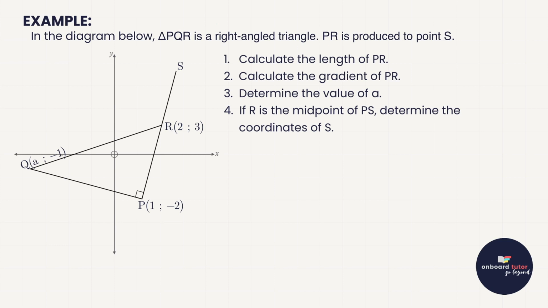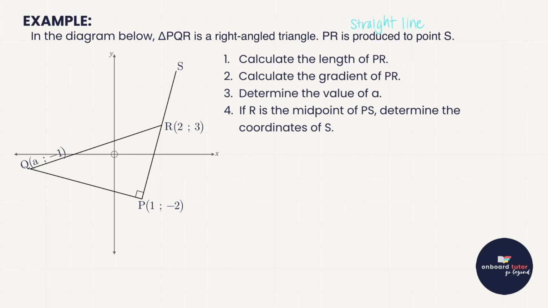Here we have one more example. In the diagram below, triangle PQR is a right angle triangle, and PR is produced to point S. Okay, now that might seem like silly information to you, but it's very important because if they tell us it's produced, what they mean is that we're dealing with a straight line. Okay, and so that would help if we needed to know, how much is that angle, because angles on a straight line add up to 180 degrees.